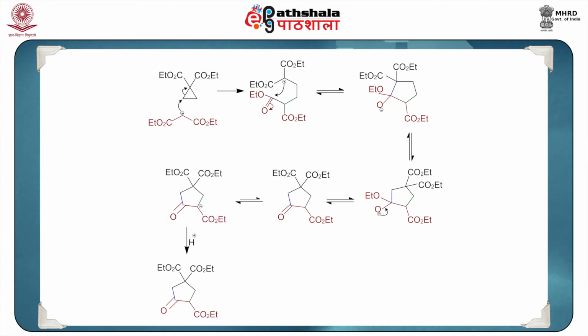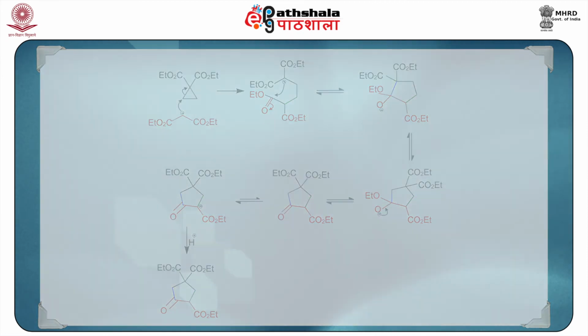So you can see that this O minus makes the OEt go as a good leaving group, so ethoxide ion goes out, and as a result you have this keto group arising here. This keto ester is a 5-membered cyclic ring having 3 ester substituents and 1 keto. Because the medium is basic, there may be further generation of this carbanion, but when you finally work it up with acid, it will give you the neutral 5-membered product.